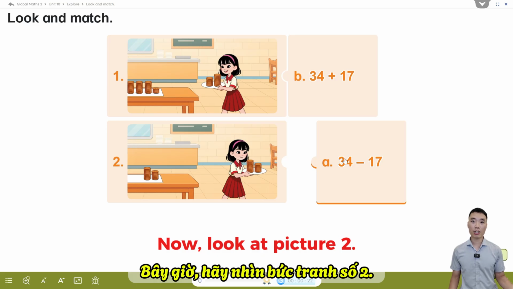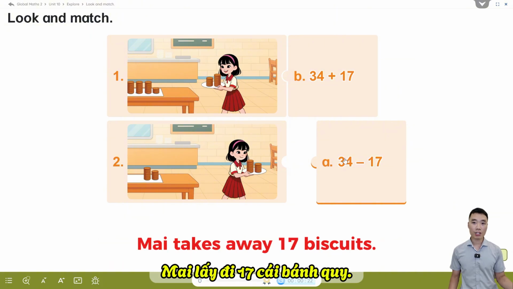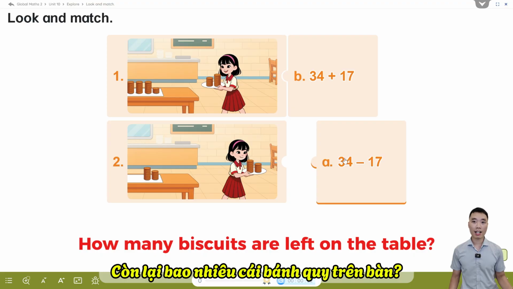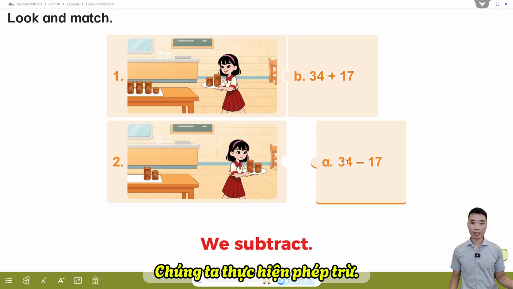Now look at picture 2. There were 34 biscuits on the table. Mike takes away 17 biscuits. How many biscuits are left on the table? We subtract.